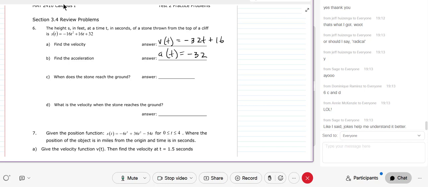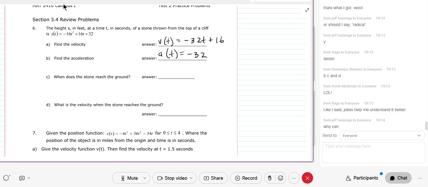So now what it says is, when does the stone reach the ground? Okay, so what happens on this is, when the stone reaches the ground, this is basically going to be a parabola that's going downward. What happens is S is going to be 0. S represents the height, so what you're going to do is solve the equation negative 16t squared plus 16t plus 32 is equal to 0. S of t represents the height of the object, so your job is to solve this quadratic equation.